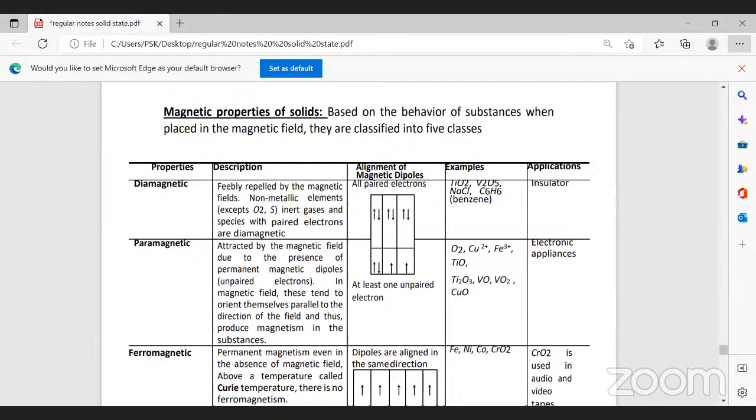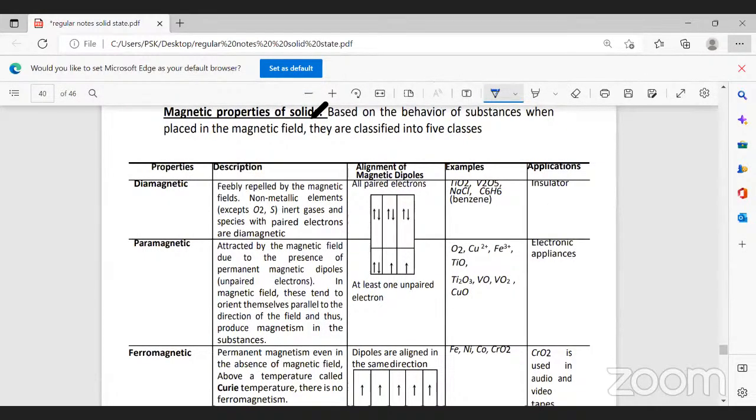Now comes the magnetic properties of the solids. Very simple concept. Based on this, 100% there will be a question in your regular exam as well as in your competitive exam. This is the very important concept in your solids chapter. Now, magnetic properties of solids.